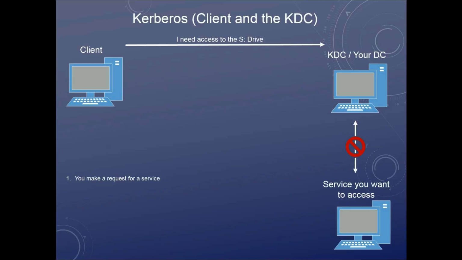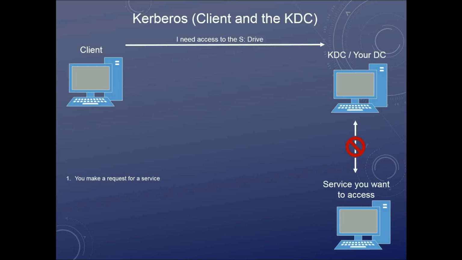First off, you double click the S drive. Okay, now let's say it's set up to where it's going to come up with a prompt. Okay, it's going to need your username and password and all that type of stuff. So you're going to make some sort of request for a service inside of your network, whatever that service is.